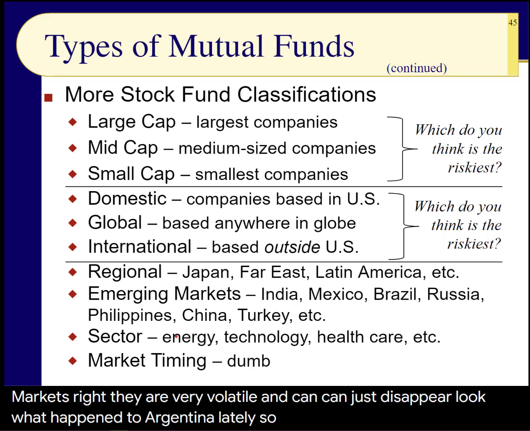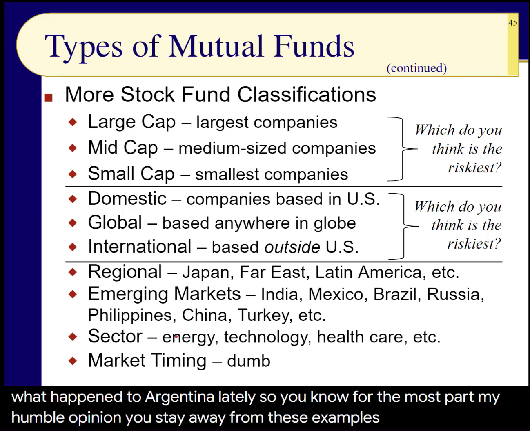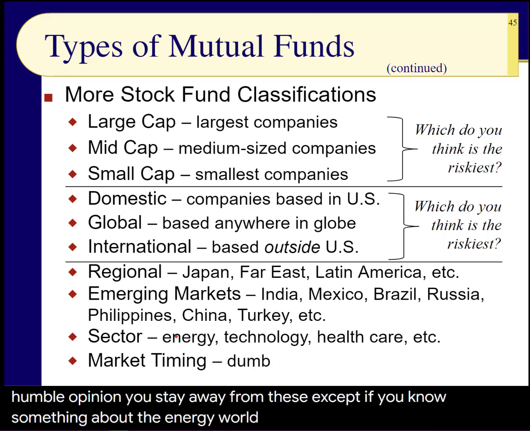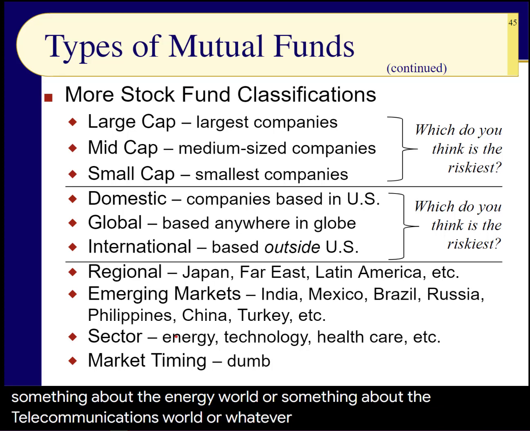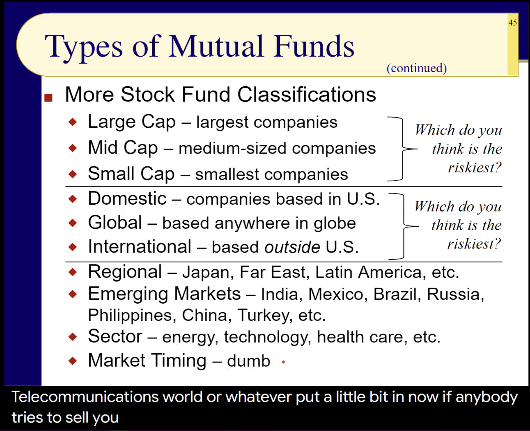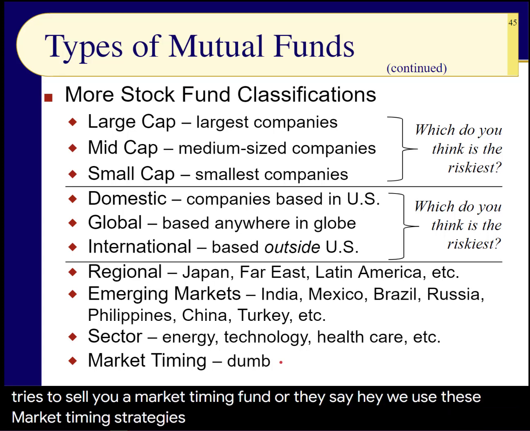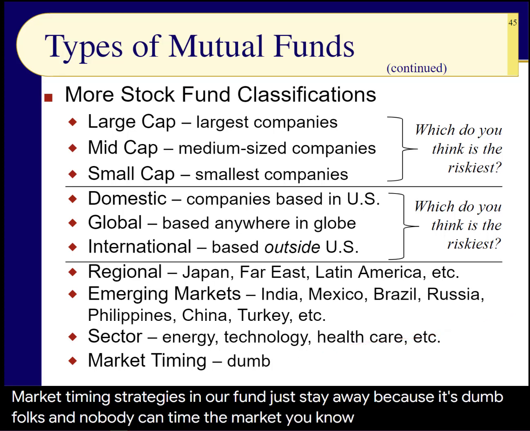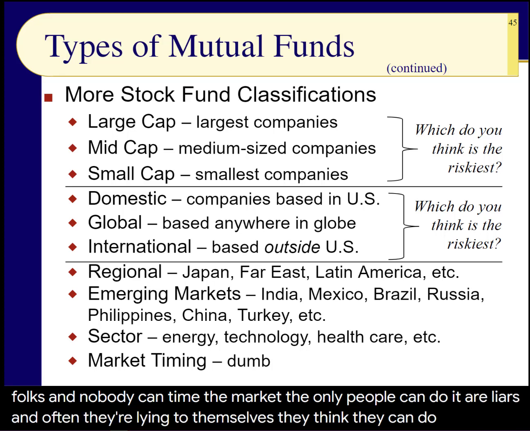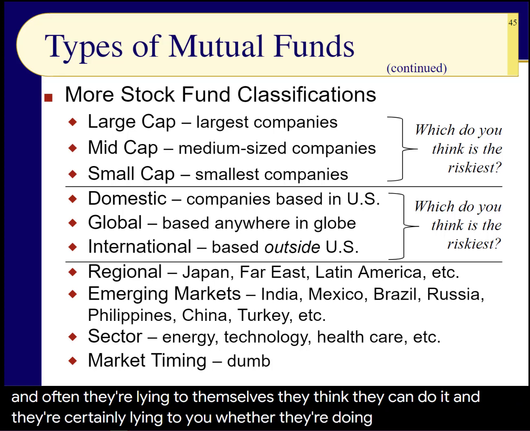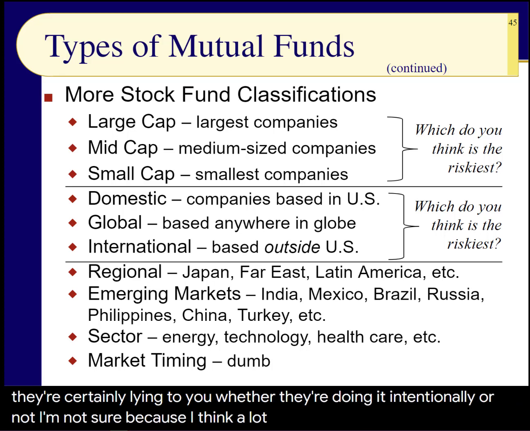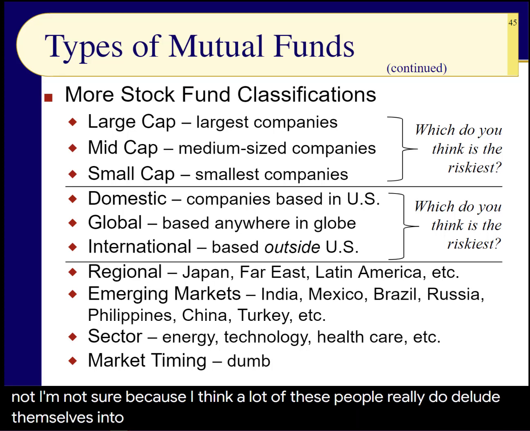So for the most part, in my humble opinion, you stay away from these, except if you know something about the energy world or something about the telecommunications world or whatever, put a little bit in. Now, if anybody tries to sell you a market timing fund, or they say, hey, we use these market timing strategies in our fund, just stay away because it's dumb, folks. Nobody can time the market. The only people who can do it are liars. And often they're lying to themselves to think they can do it. And they're certainly lying to you. Whether they're doing it intentionally or not, I'm not sure, because I think a lot of these people really do delude themselves into thinking they can time the market.